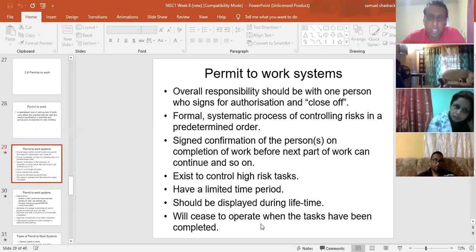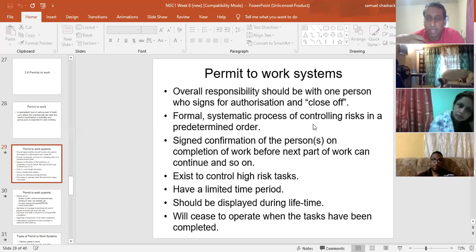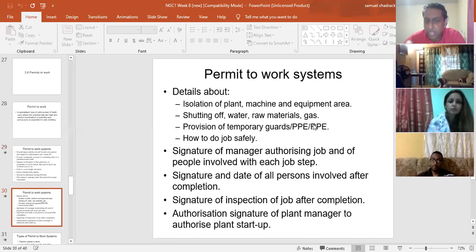So the permit to work is a special type of safe system of work. It's meant for high risk activities, and it's given to you by an authorized person, right? You can't just get it from the company's folder or wherever they keep documents. It's not like that. If it's to be effective, it is really issued to you by an authorized person, and it's taken back by that authorized person as well. So we'll come to this format in a bit, right?